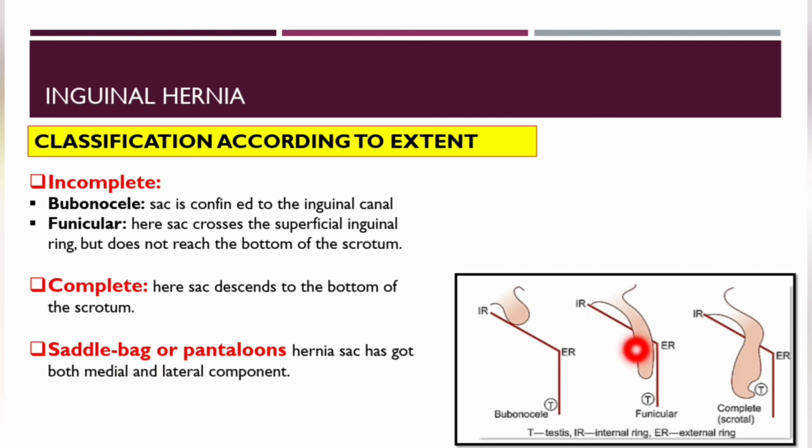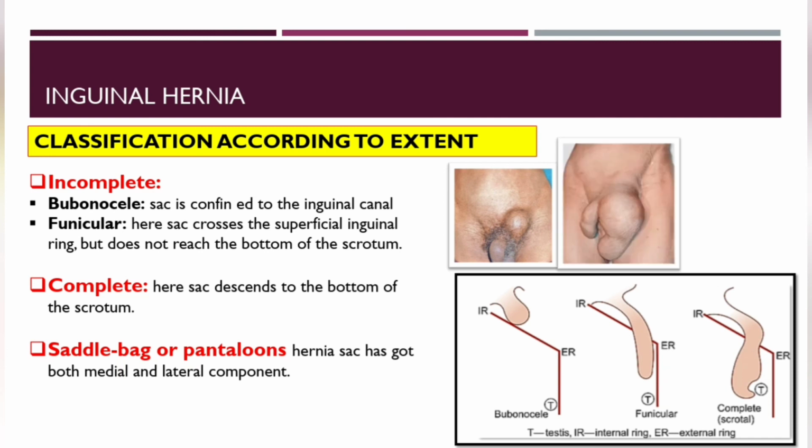In a complete hernia, the sac descends to the bottom of the scrotum here. I have these images. This is a bubonocele hernia, this is funicular, and this is a complete or scrotal hernia.